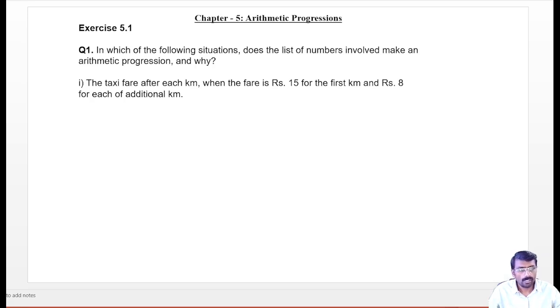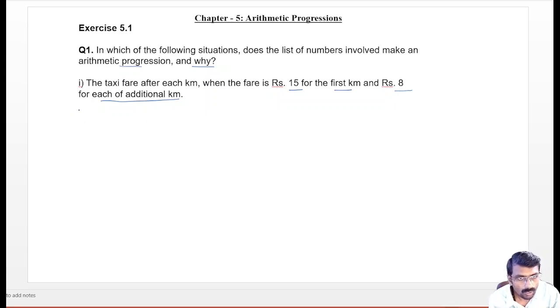Moving on to exercise problems. Exercise 5.1, question 1. In which of the following situations does the list of numbers involved make an arithmetic progression, and why? We are asking whether it makes an AP and why it makes an AP. The sub question is taxi fare: the fare is rupees 15 for the first kilometer and rupees 8 for each additional kilometer.